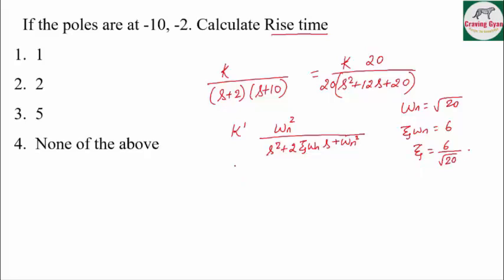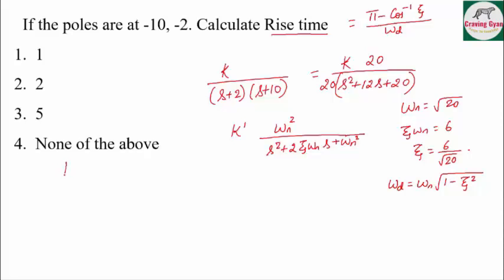Now how are we going to calculate the rise time? You are going to make use of the formula, that is pi minus cos inverse of zeta divided by omega d. What do you mean by omega d? You are going to make use of this expression: omega d equals omega n into square root of 1 minus zeta square. So thinking it is a second order system, you are going to solve like this, substitute, and you will be getting the rise time value. But none of the options is correct.